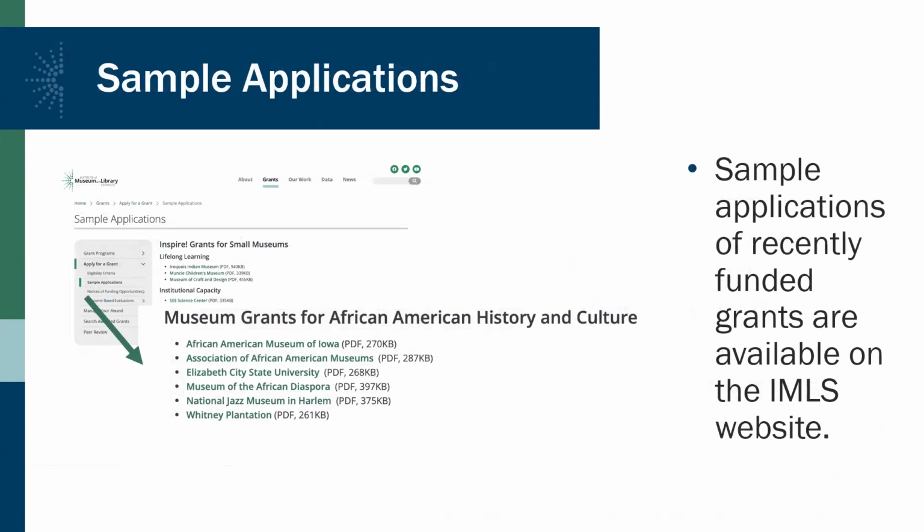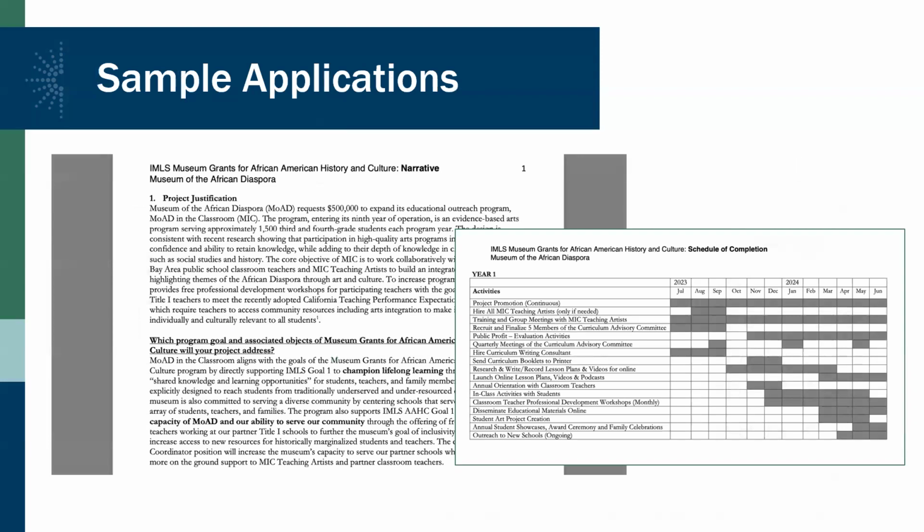We have also posted the narrative and schedule of completion for a cross-section of successful applications from the 2024 round. To find these examples, go to the sample applications on the IMLS website and scroll down the page to the AAHC examples. Looking at these proposals might help clarify your thinking about your own. Each PDF contains a copy of the 7-page narrative and also the schedule of completion. Some will also include a digital products plan.